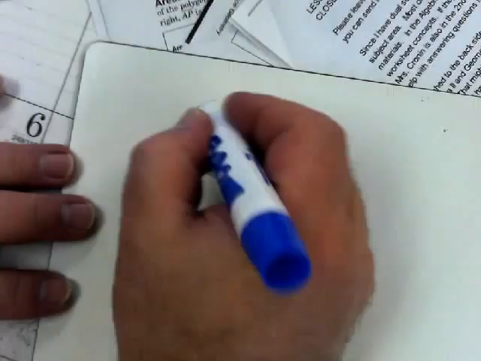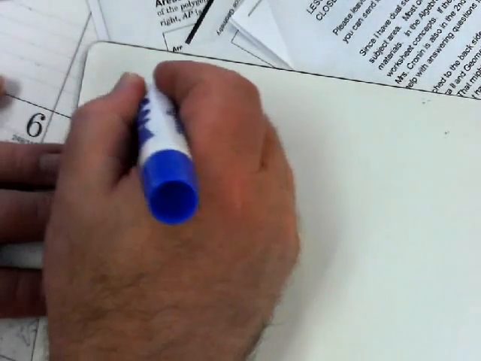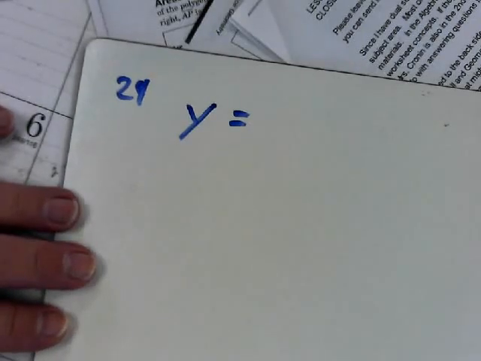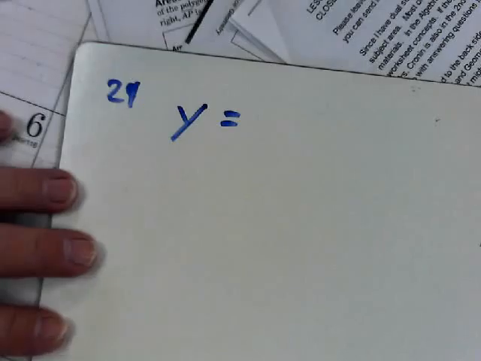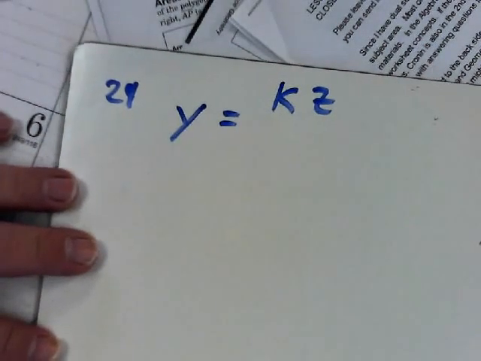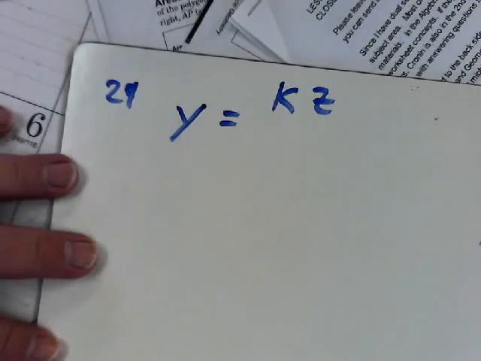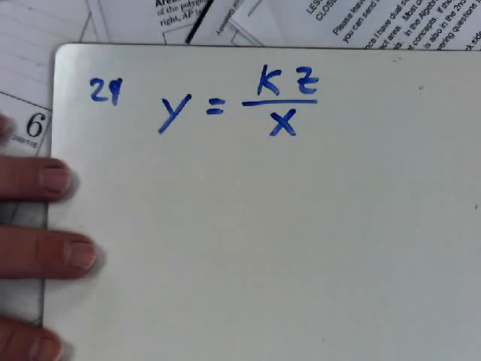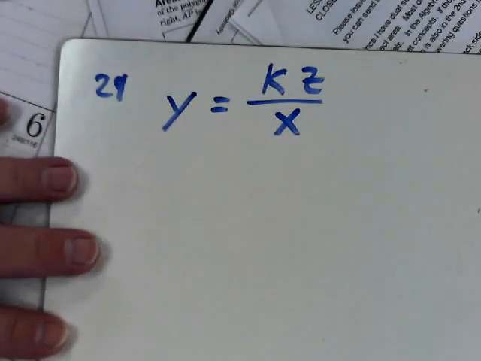So problem number 24. Y varies directly as z. So where's the z going to go? So I'd have kz. What does the k do? It's called a constant of variation. You always have a k. It's always in the numerator. Yep. And inversely as x. So it looks similar to the one we just did on 23, correct? Yep, only you're going to have different numbers.